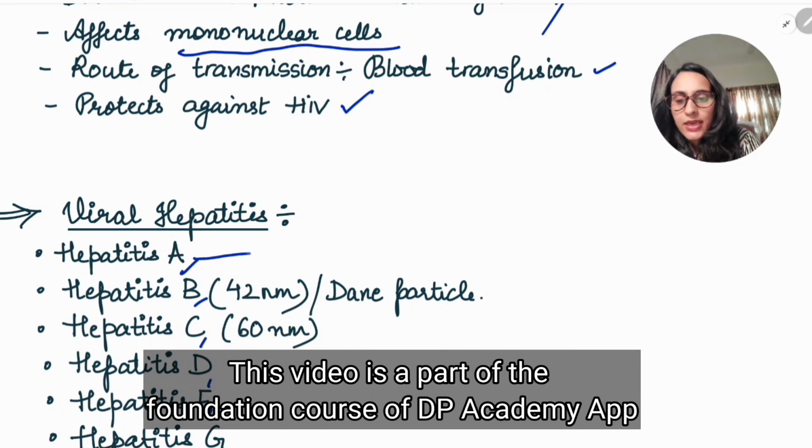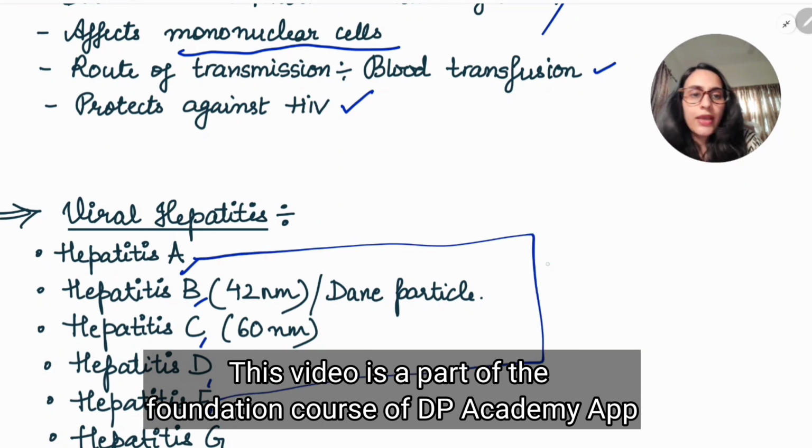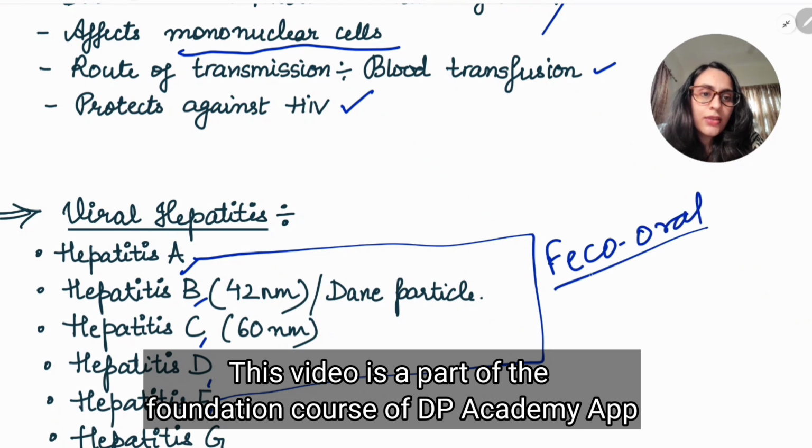Till now, what we have studied is that A and E are the ones transmitted through the fecal-oral route, the ones that are non-encapsulated. This is the reason they are not broken down by the bile salts, and that is the reason they cause gastroenteritis. So they are associated with gastroenteritis.